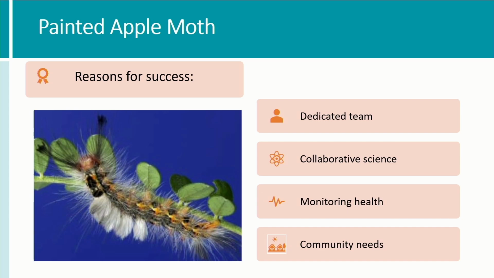And the last one was community needs. Lack of information was really the key part here, and people were fearful and uninformed. So there were regular community and stakeholder updates to keep everyone up to speed with where the program was at.